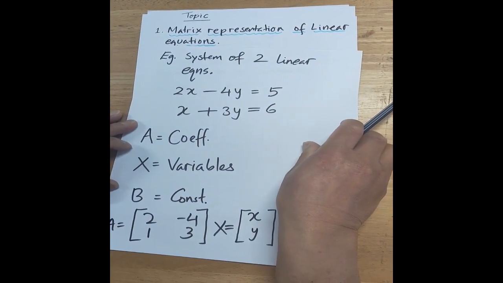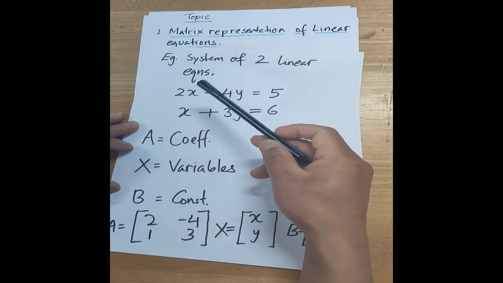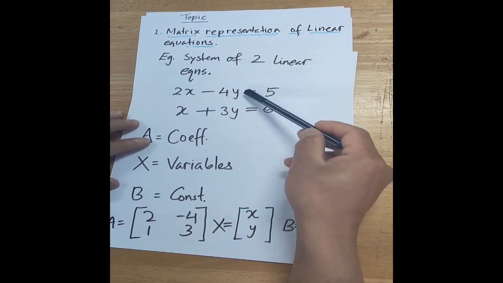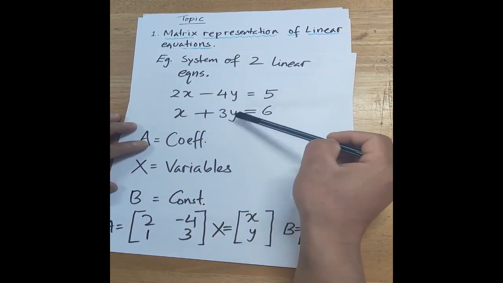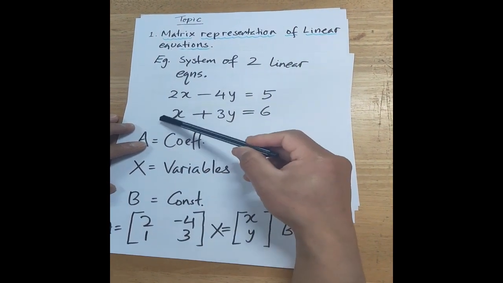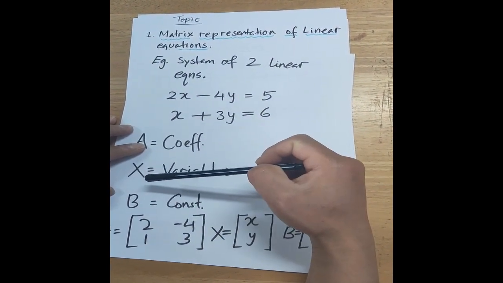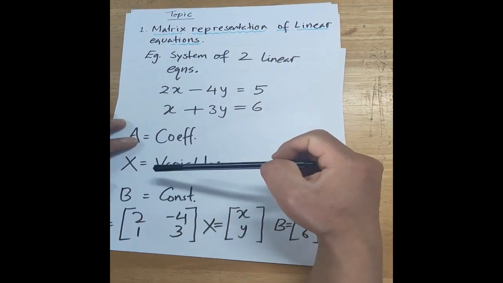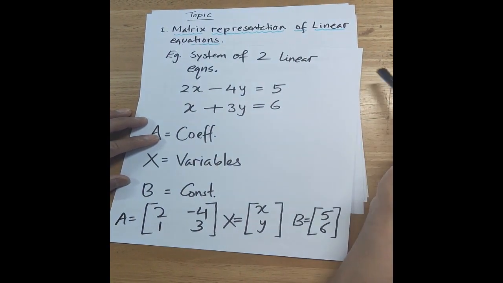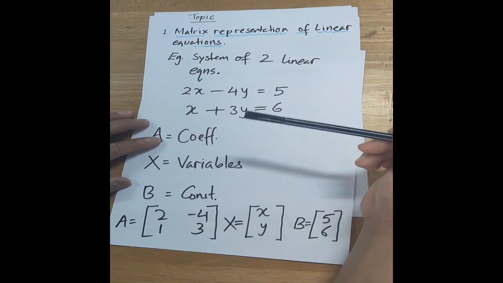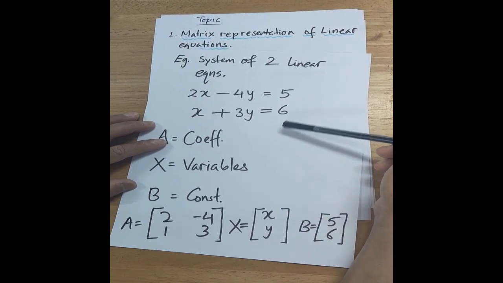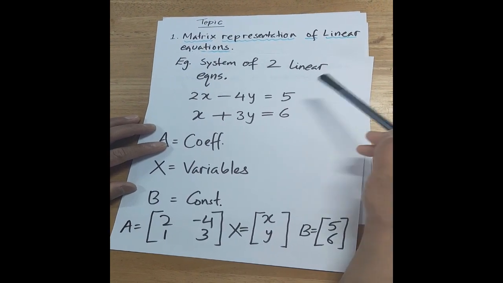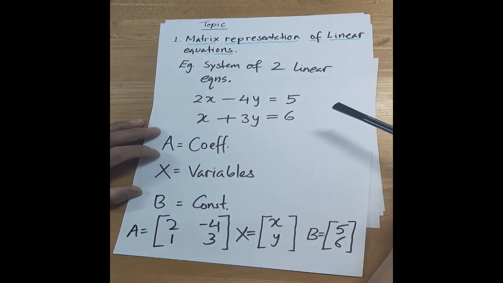In these two equations, the values 2 and negative 4 in the first equation are known as coefficients, as well as the coefficients of x and y in the second equation, which are 1 and 3. The variables involved in the system of linear equations are x and y, and the constants of this system are 5 and 6. So next, how do we transform this 2 by 2 system of linear equations into the form of a matrix?